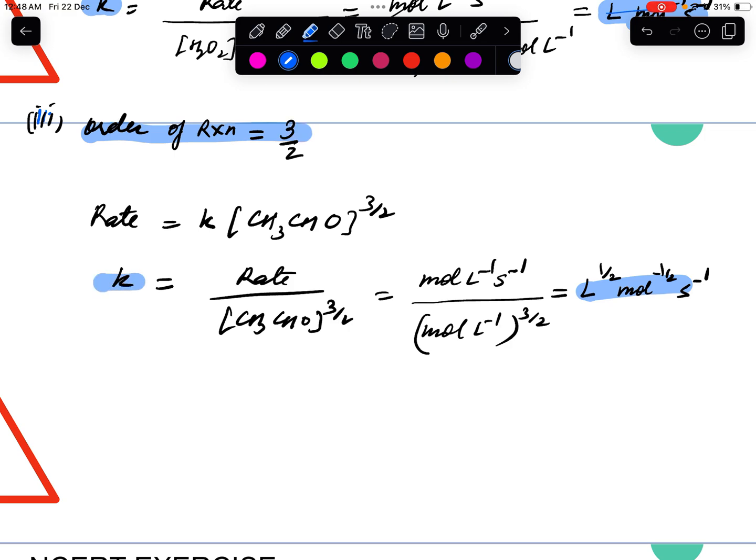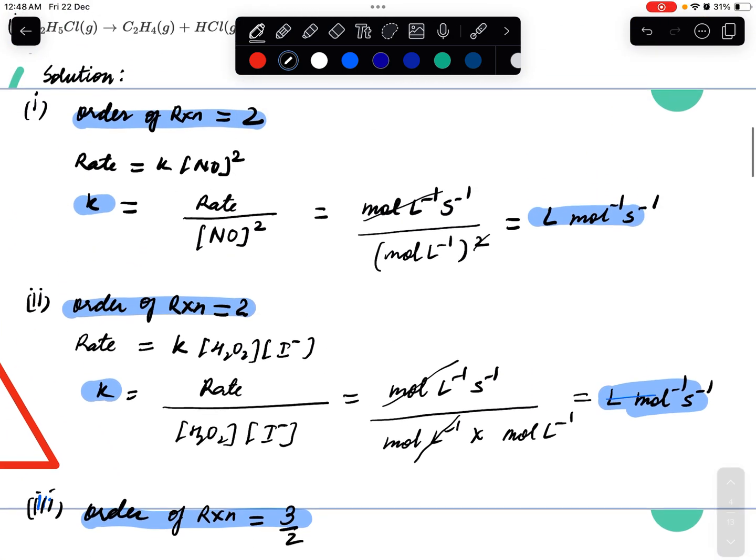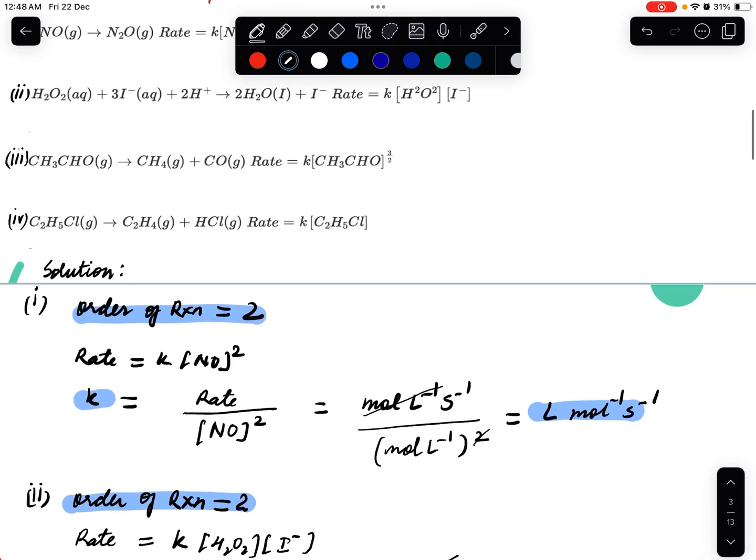Now come to the fourth one, fourth example. So have a look here in the fourth example. In fourth example, rate is given by this. Ethyl chloride is there and the power is 1 only.